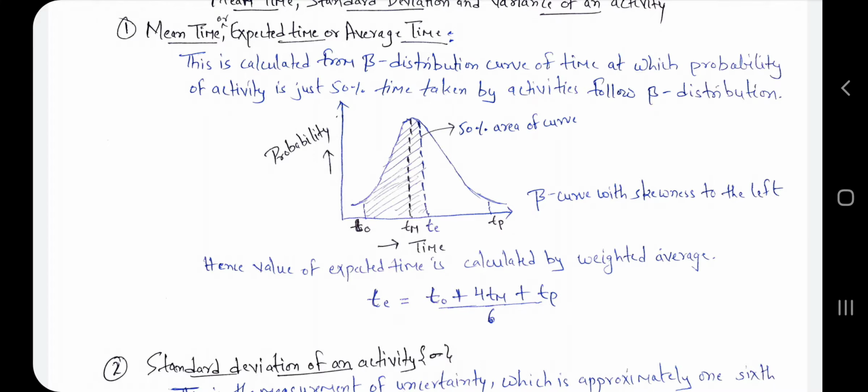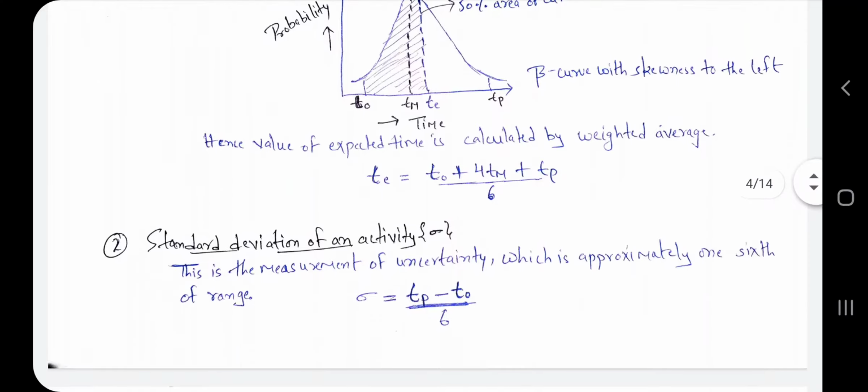That formula is TE is equal to T naught plus 4Tm plus TP, divided by 6. You know T naught is the optimistic time, TP is the pessimistic time, and Tm is the most likely time. So (T naught plus 4Tm plus TP) divided by 6 is the formula for calculating the expected time, mean time, or average time. Now standard deviation.